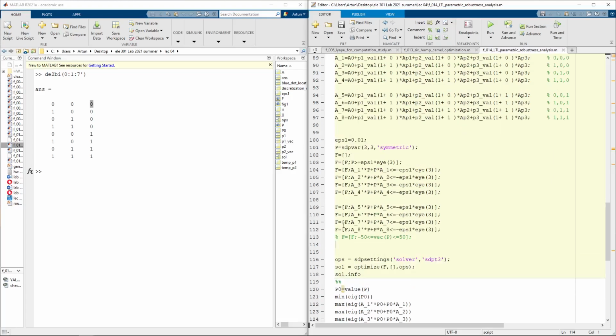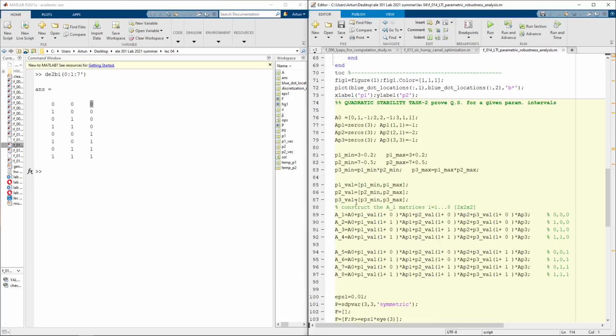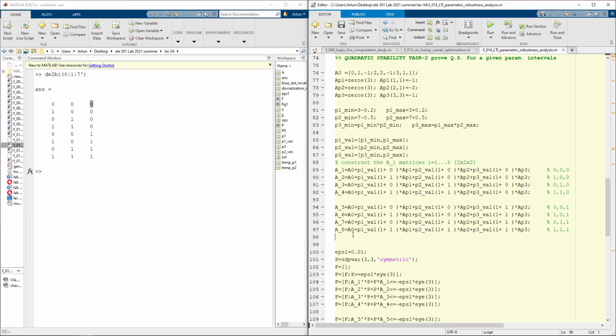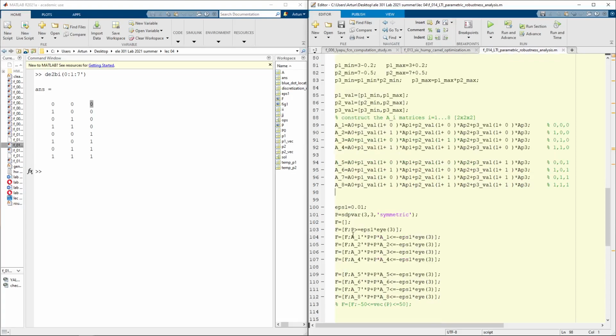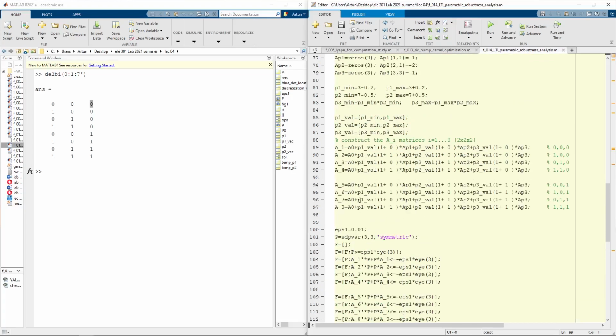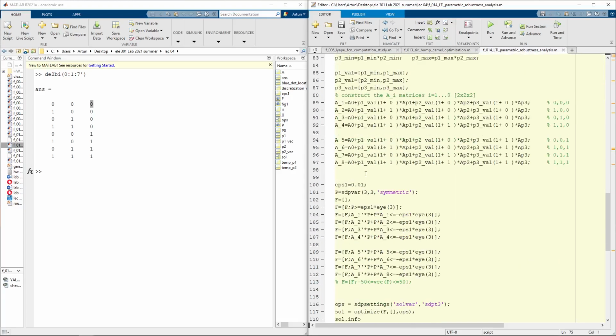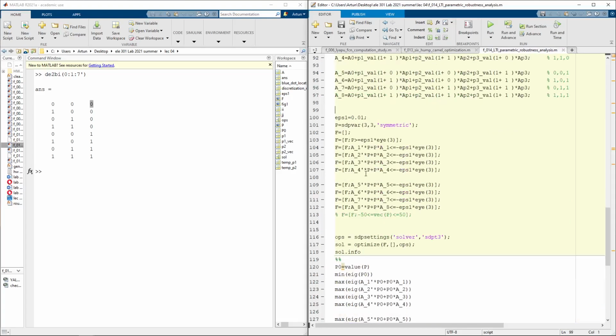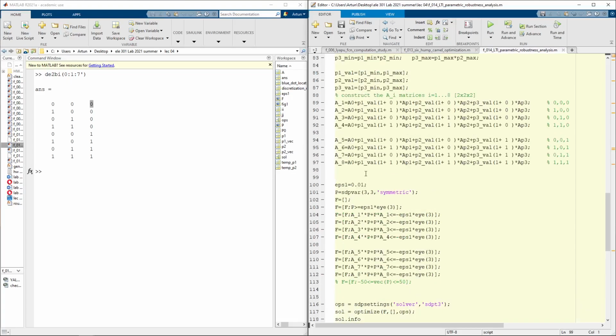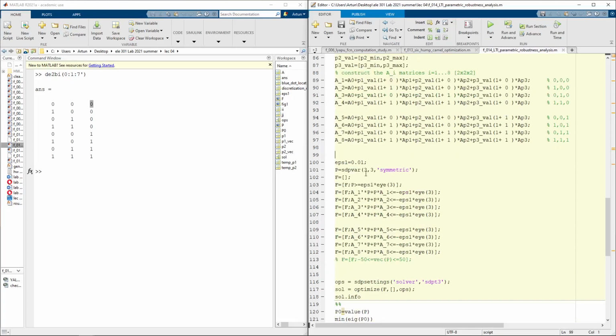Looking at this, maybe 15, maybe 20, let's say 35 lines of code, and you do a quadratic stability analysis. Not too bad, I would say. Since I made the fonts larger, it's not easy to zoom out. Okay, let's run it.